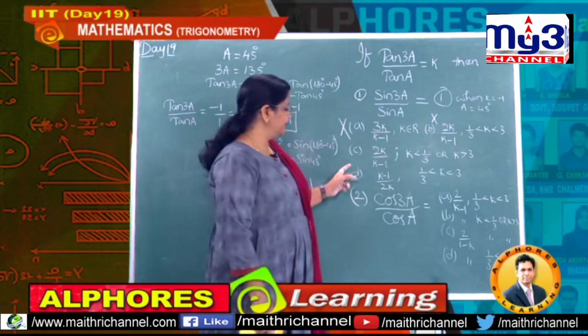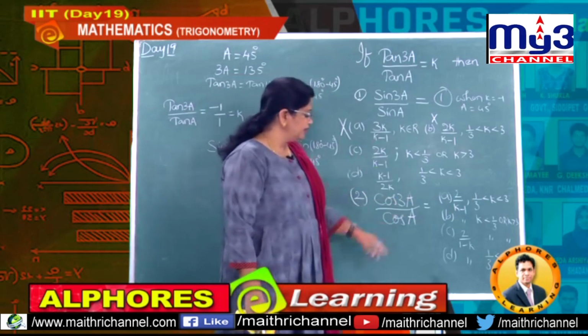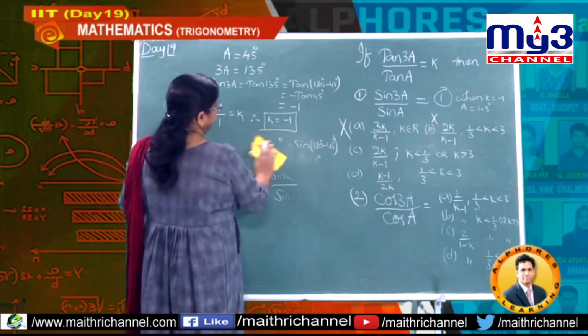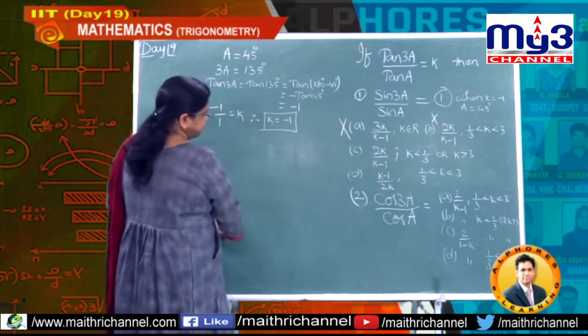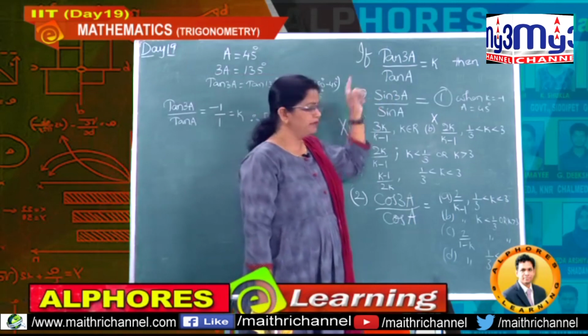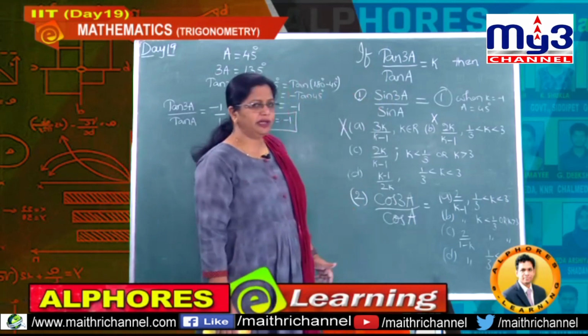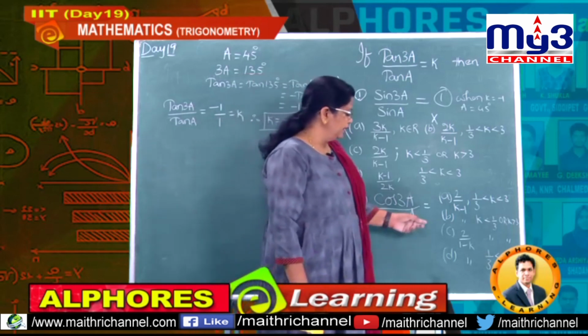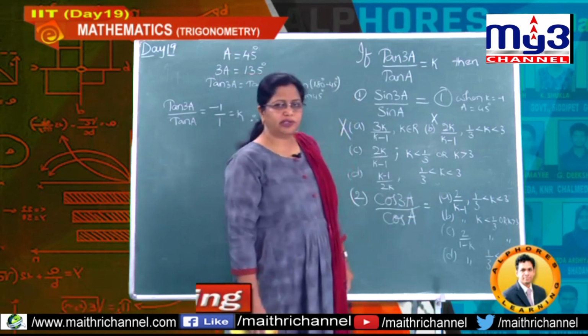And next one, students, what about here? Cos 3a divided by cos a. Okay, cos 3a divided by cos a. So students, observe here the k value for this condition, a is 45, you got how much actually? Minus 1. Okay, k value minus 1 you got, and now here what are your choices?